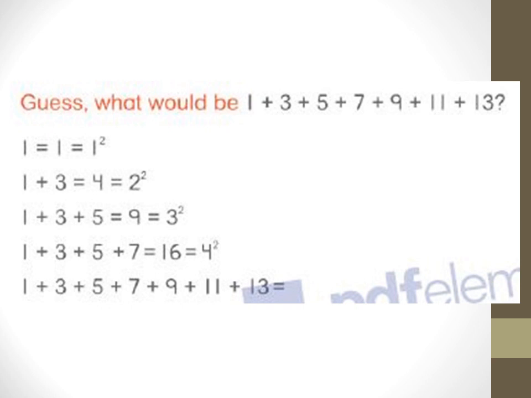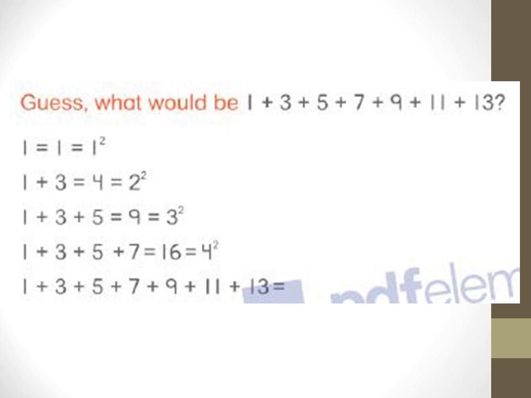Now look at this pattern. 1 equal to 1 square. 1 plus 3 equal to 4, which is 2 square. 1 plus 3 plus 5 gives you 9, which is 3 square. That means addition of odd numbers. When you add 3 odd numbers, that will result in 3 square. When you add 4 odd numbers, that is 1 plus 3 plus 5 plus 7, the first 4 odd numbers, you will get 4 square.